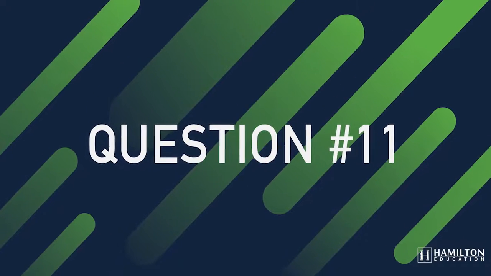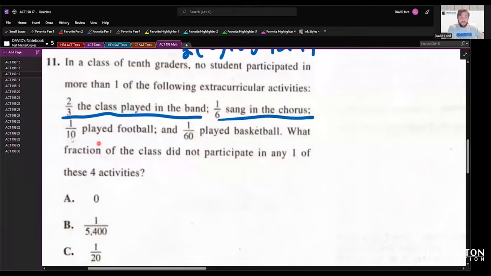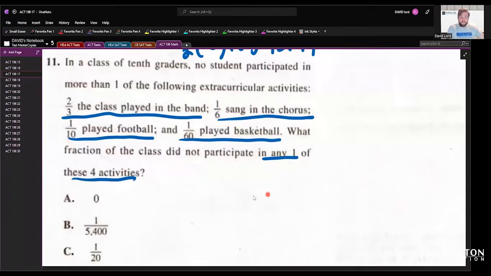Question number 11. In a class of 10th graders, no student participated in more than one of the following extracurricular activities. So 2/3 of the class played in the band, 1/6 played in the chorus, 1/10 played in football, 1/60 played in basketball. What fraction of the class did not participate in any one of these 4 activities?